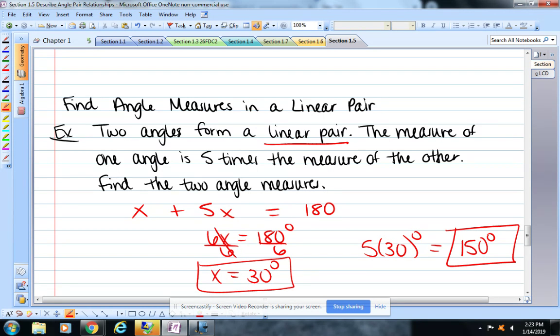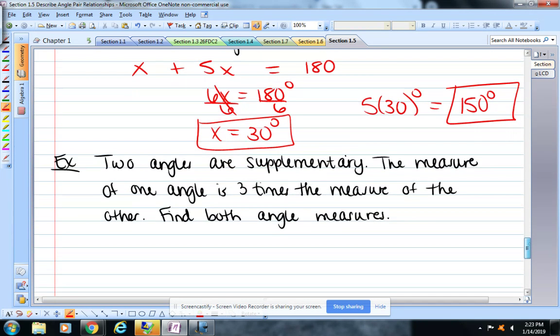No. You should finish before 3. All right, let's do one more like this. It's very, very similar. It says 2 angles are supplementary. What does supplementary mean? 180.